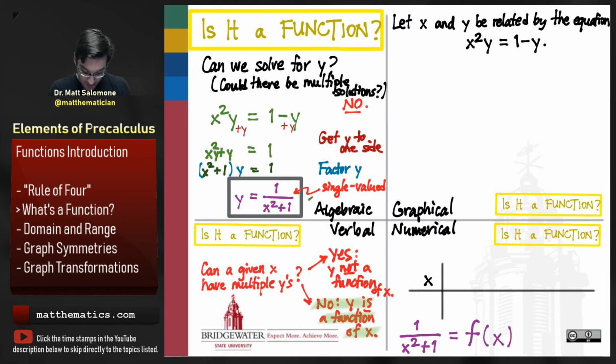So f now is the name of my function, f, and it's being applied to an input value x. So you give the function f a value for x, and the value that it spits out is called f of x, and in this example it's defined to be 1 over x squared plus 1.